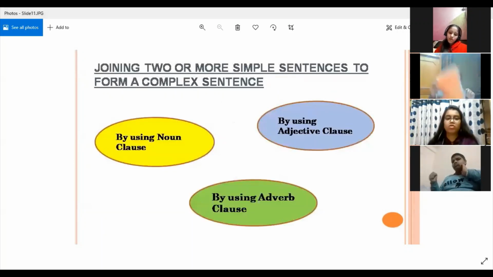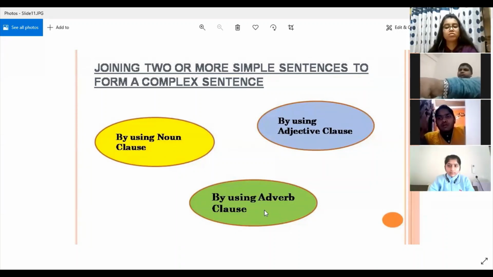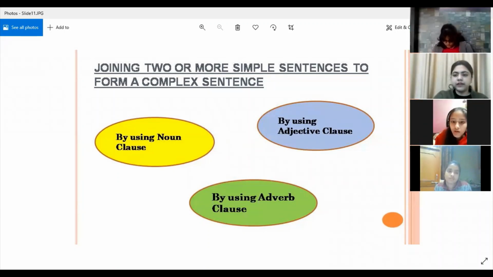Moving on to the synthesis of two or more simple sentences to form a complex sentence. Now here we are using clauses everywhere, by three methods: by using a noun clause, an adjective clause, or an adverb clause. Fine. So before starting, Siddhi, why have you raised your hand?